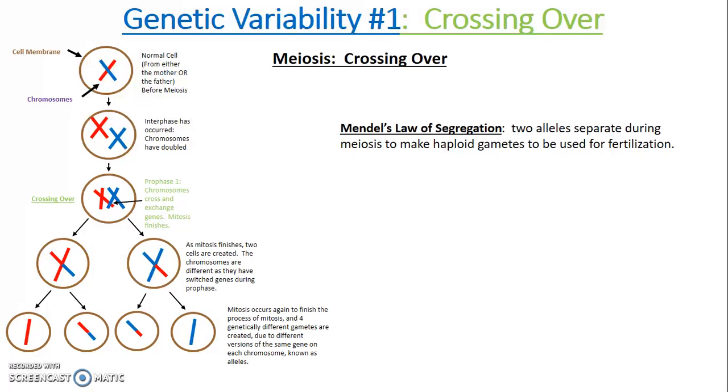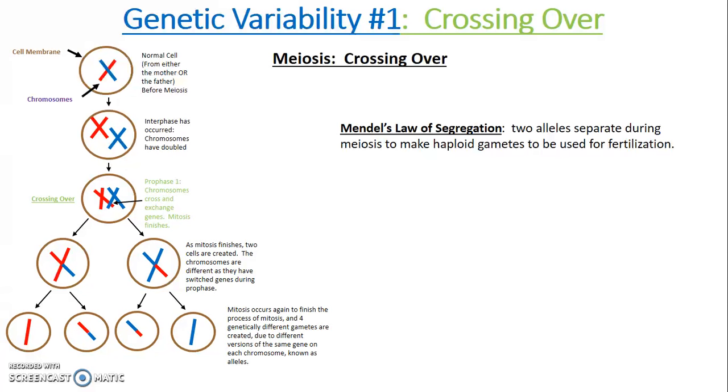So this happens because of a law created by this man named Mendel. And we're going to learn more about him next week when we learn about how traits can be passed on from one generation to the next. But one of his laws is called the law of segregation. To segregate means to separate. And so as we see down here in the bottom, our chromosomes have been segregated and separated into separate gametes.